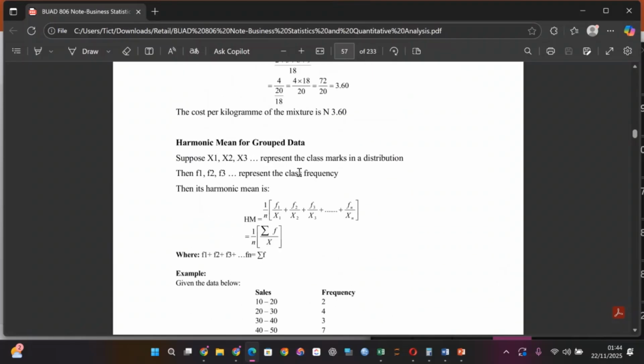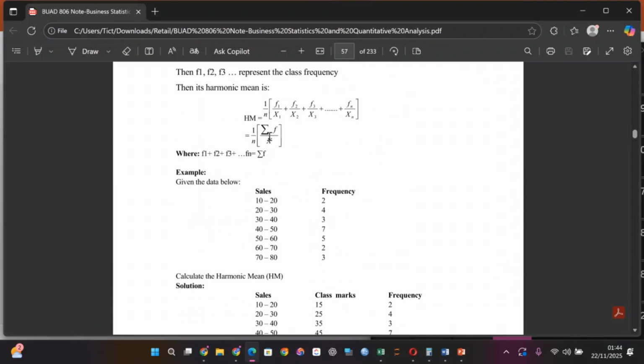Okay, so we're looking for grouped data. So this is grouped data, and this is the formula: 1 over this. So this is F1, F2, F3. Now this F1, F2, F3 is the frequency. And so I have X1, X2, X3, which are going to be your class marks. Do you understand?